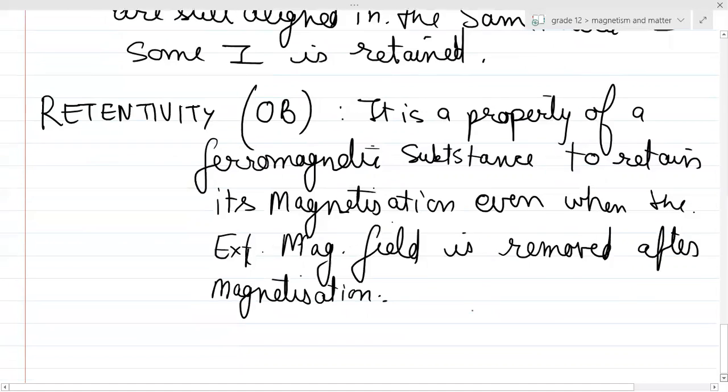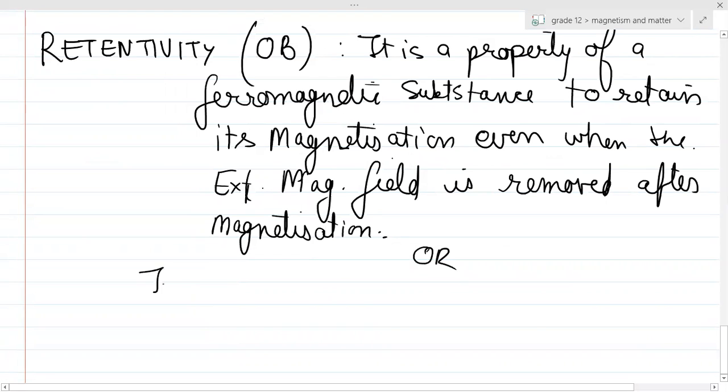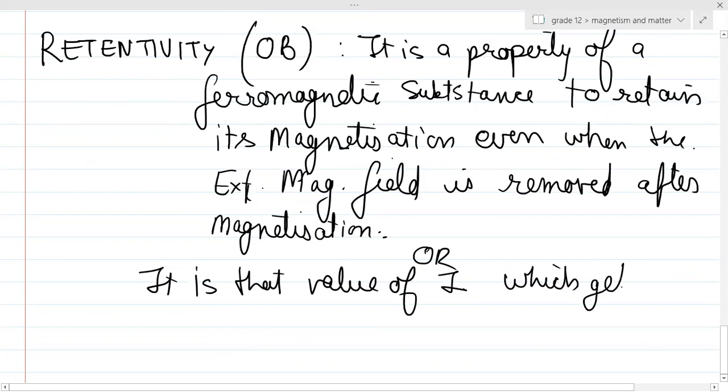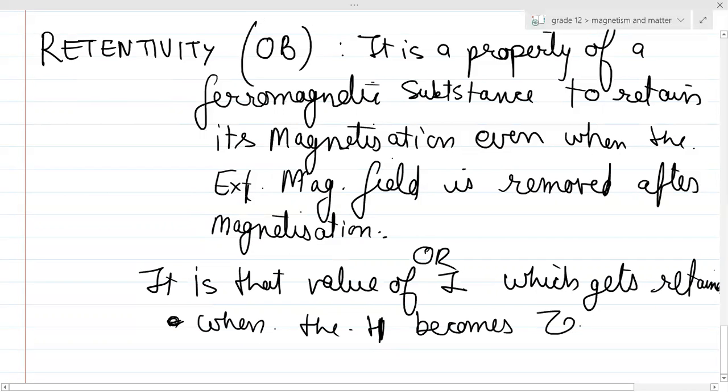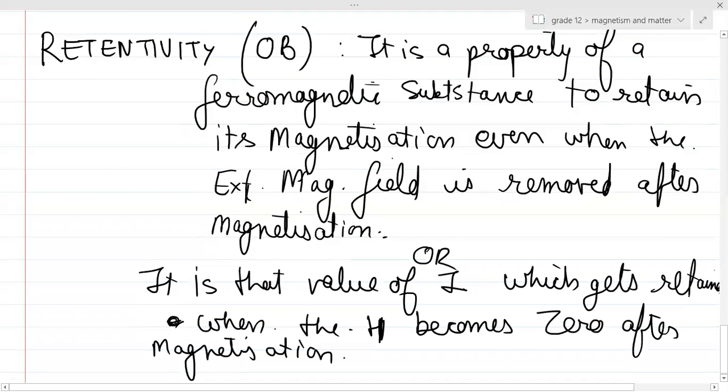This is the normal definition. You can give the more technical definition: it is that value of I, the intensity of magnetization, which gets retained when the magnetizing field becomes zero after magnetization. So it's up to you, whichever definition you want. That OB part is basically called the retentivity. Okay.